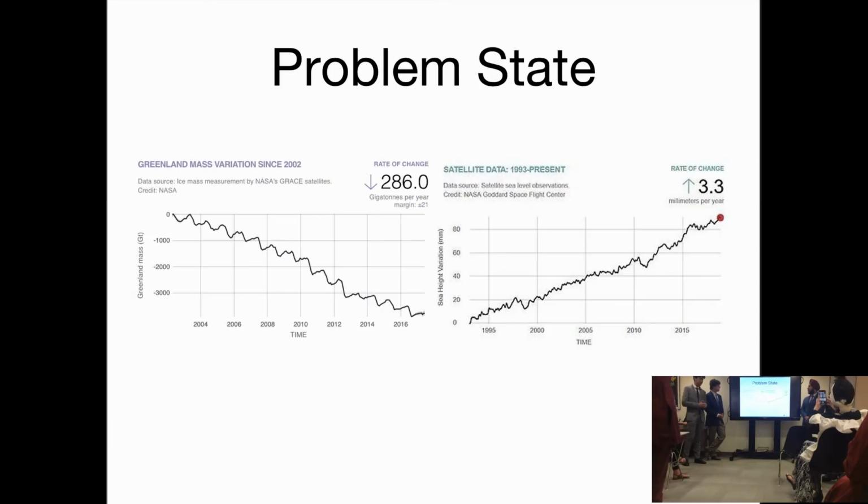This is another issue that we wanted to talk about, which is the melting ice caps. This is Greenland's mass variation since 2002. Greenland is mostly a large ice cap, and the ice mass measured by NASA's GRACE satellite shows that Greenland's mass has been decreasing steadily over the last 12 years.